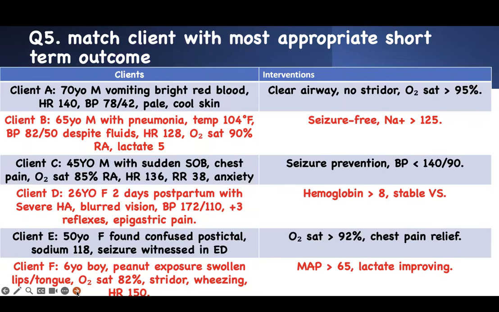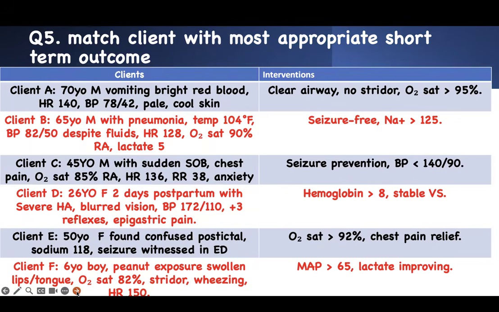These are them. Client A, he has what? Hemorrhagic shock from vomiting blood. Client B has pneumonia, sepsis. Client C has pulmonary embolism. Client D has postpartum pre-eclampsia. Client E is confused because he has hyponatremia and what? He had seizures already. And client F, anaphylaxis from peanut.